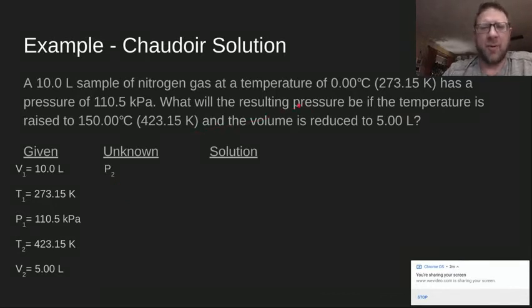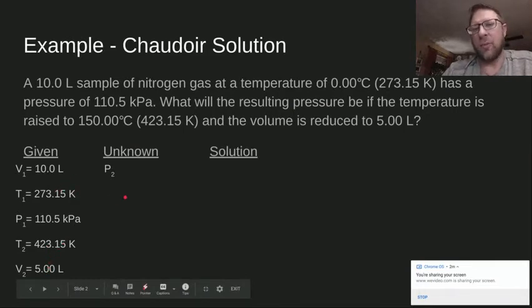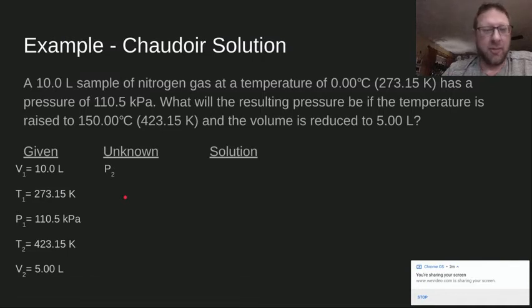You kind of notice right away, before we work anything out, that in this problem, the volume is getting smaller and the temperature is increasing. So you probably know right off the get-go that the pressure is going to be increasing in this problem as we're compressing it and jacking up the temperature.